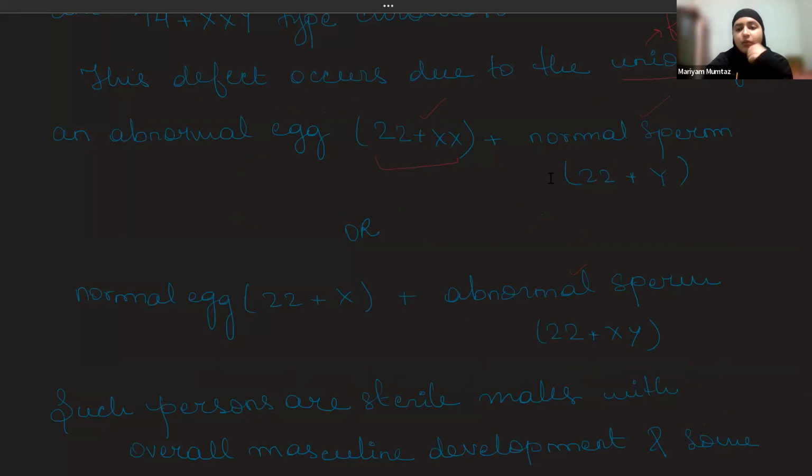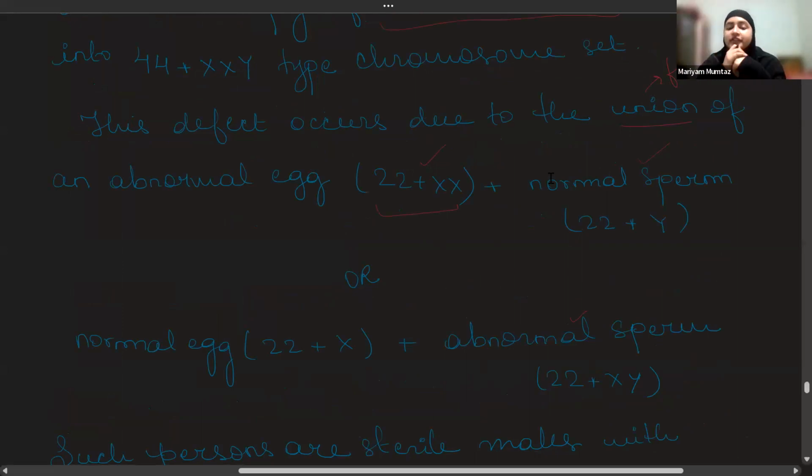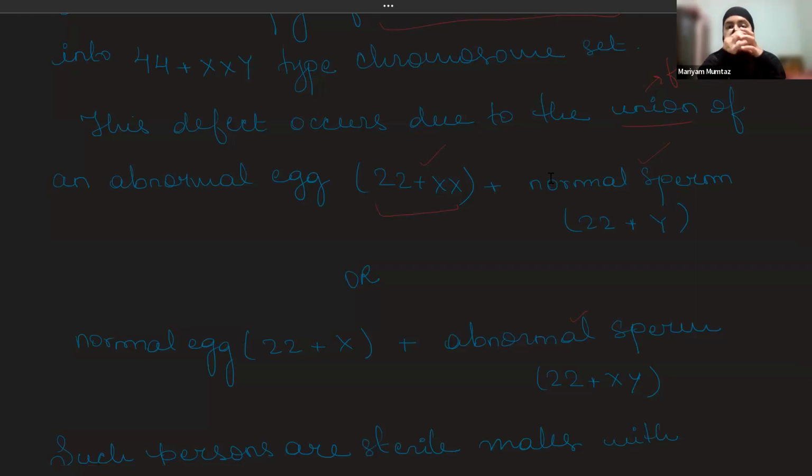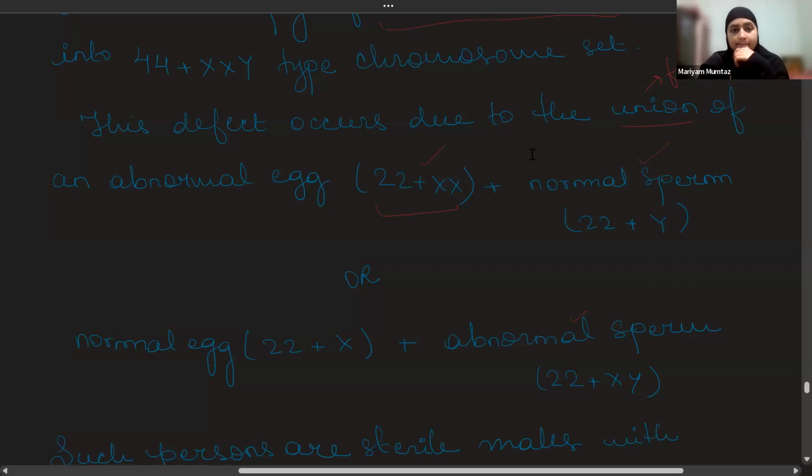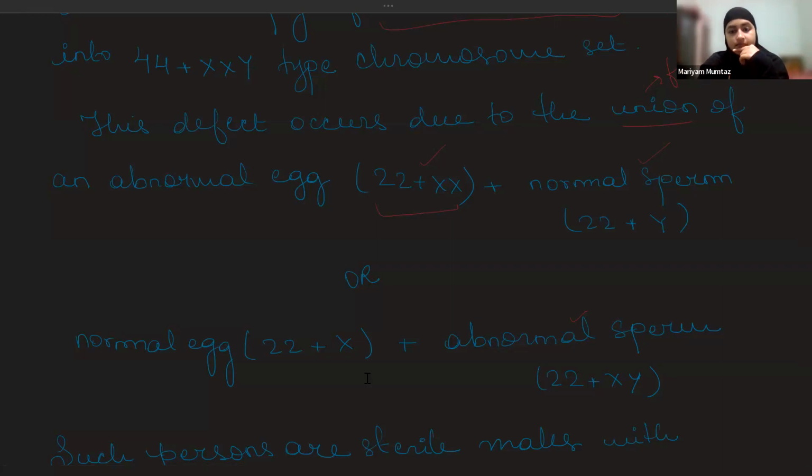Yes, yes. Now tell me, what is the abnormal thing over here? That there are two X chromosomes present. It's only supposed to be 22 plus X, right? And what about the abnormal sperm?